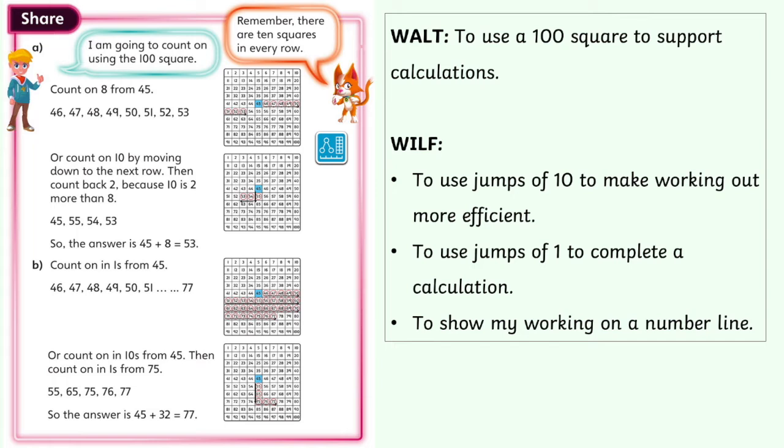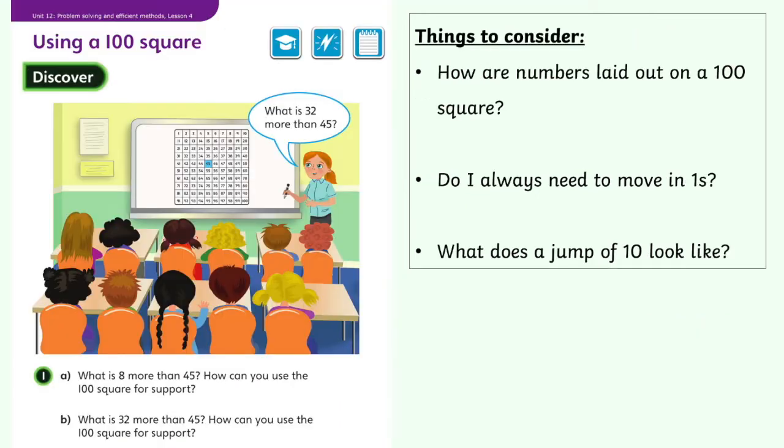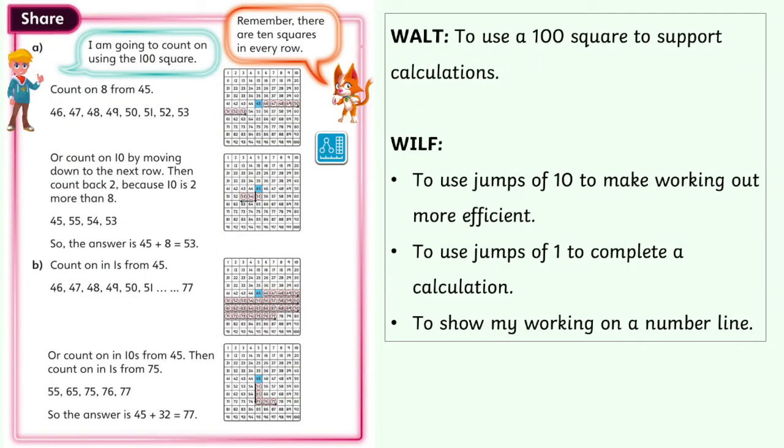Let's think about those questions in the discover. The first one asked you, what is 8 more than 45? And it asked you to use the 100 square for support. Let's have a read first of what Dexter and Sparks are saying. Dexter says, I'm going to count on using the 100 square. And Sparks says, remember, there are 10 squares in every row. So let's have a look at what you could have done.